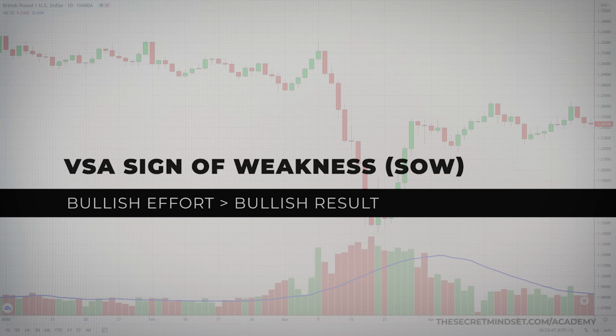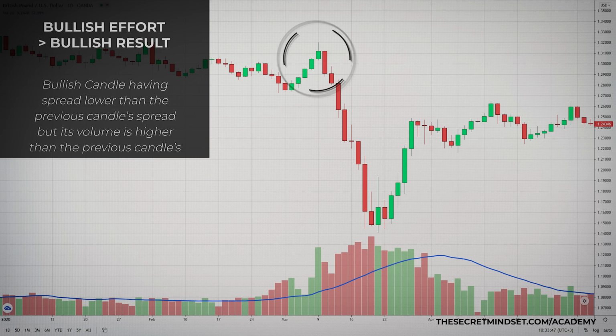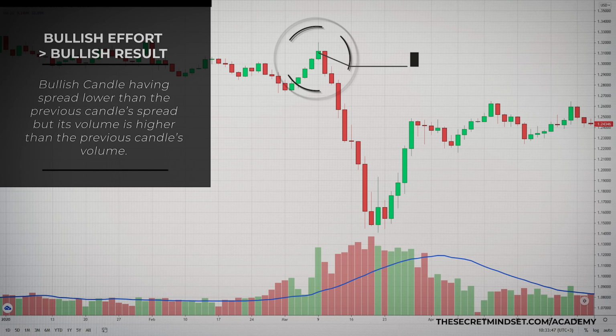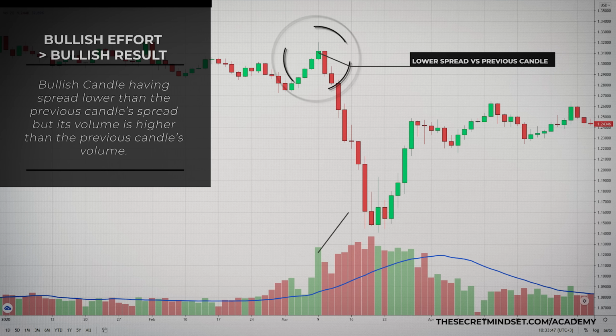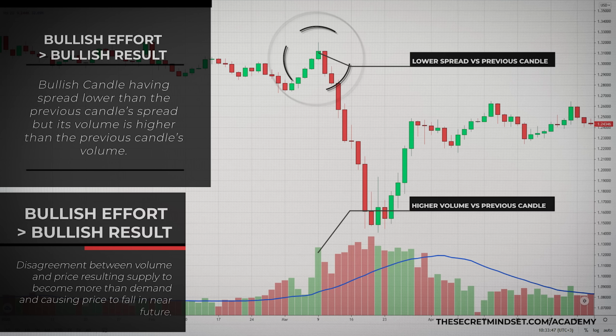Number 4. Bullish effort higher than bullish result. This is a low spread bullish candle having spread lower than the previous candle's spread, but its volume is higher than the previous candle's volume. The volume spread analysis suggests that if an effort has been made, then there must be a result, the spread. In this case, there's a disagreement between volume and price, resulting in supply becoming more than demand and causing price to fall in the near future.